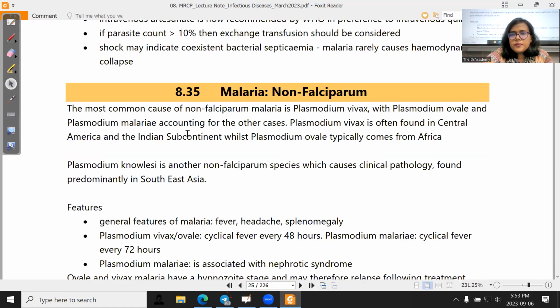Okay. For the non-falciparum, Vivax, Plasmodium ovale, and Plasmodium malariae, these are the common causes. Vivax and ovale have hypnozoites. They remain dormant. Where? Liver. Yes, very good. Plasmodium vivax is often found in Central America and the Indian subcontinent, and ovale is typically found in Africa. In our country, falciparum is more common, okay? In India and in Central America particularly, vivax is more common. In Africa, Plasmodium ovale is more common, okay?